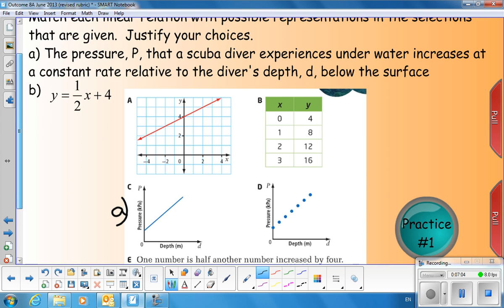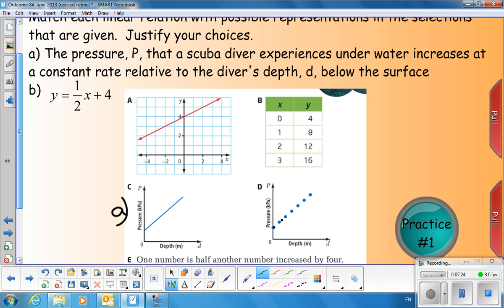What's wrong with part D? It's also a pressure depth. But in part D, our graph is not continuous. It's not connected by a straight line. So that means that we would actually jump from one depth to the next depth.